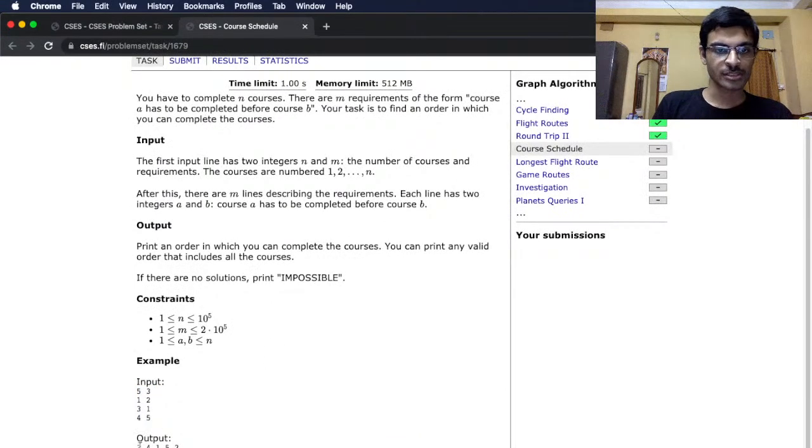45312. This is 34152, but you can see 45312 is also fine. 4 should come before 5, 5 should come before 3, 45312. 3 should come before 1, 1 should come before 2. So you can see this is also correct. Makes sense? Okay, I'm sorry. This 5, 3 is not the input. This is not an edge. These are the edges. So we can say that this will work.